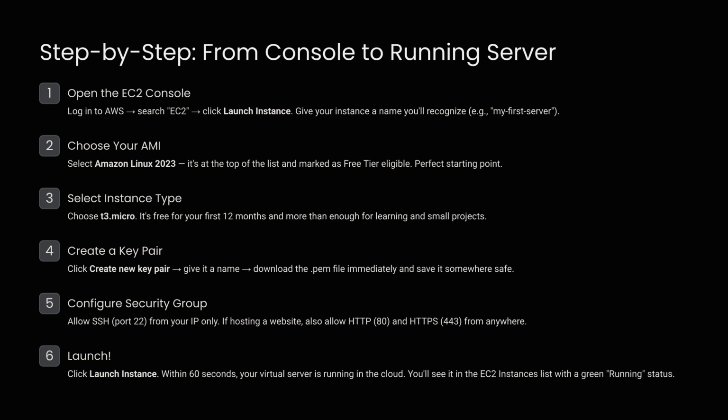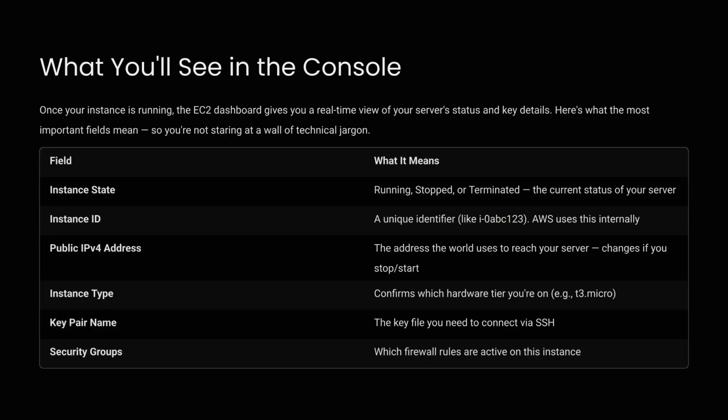The process involves 6 main steps. First, open the EC2 console and click Launch Instance, giving it a memorable name. Select the Amazon Linux 2023 AMI and the T3.micro instance type. Next, create a key pair, download the .pem file, and save it safely. Configure your security group to allow SSH from your IP. Finally, click Launch Instance. Your server should be running within 60 seconds.